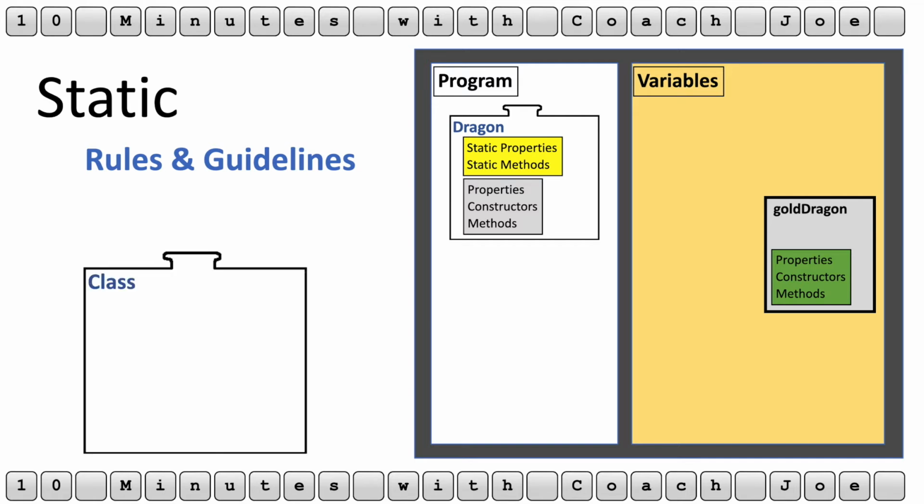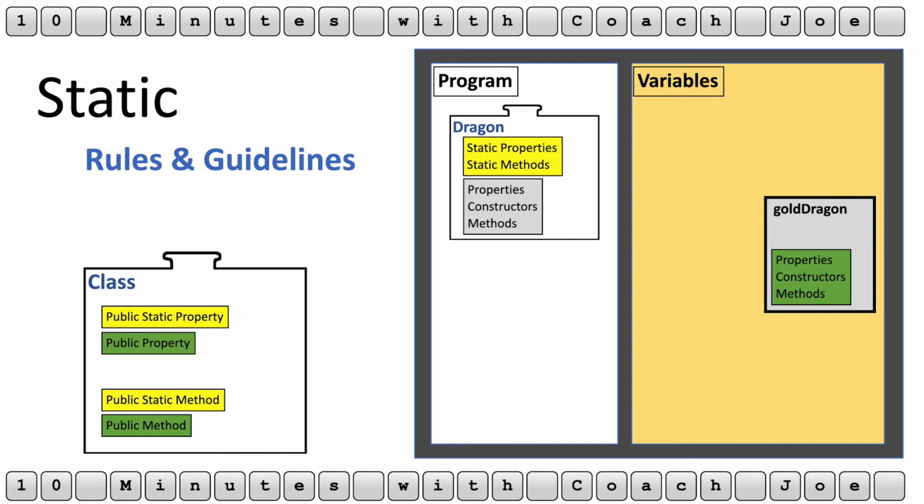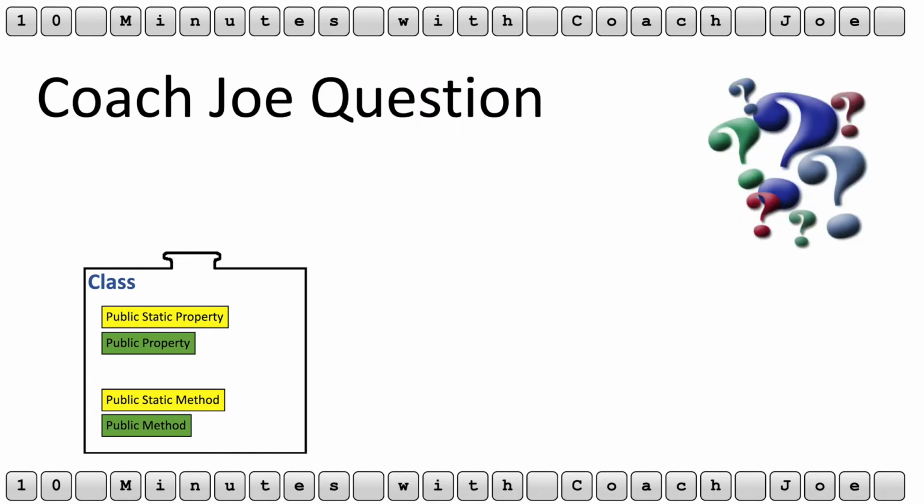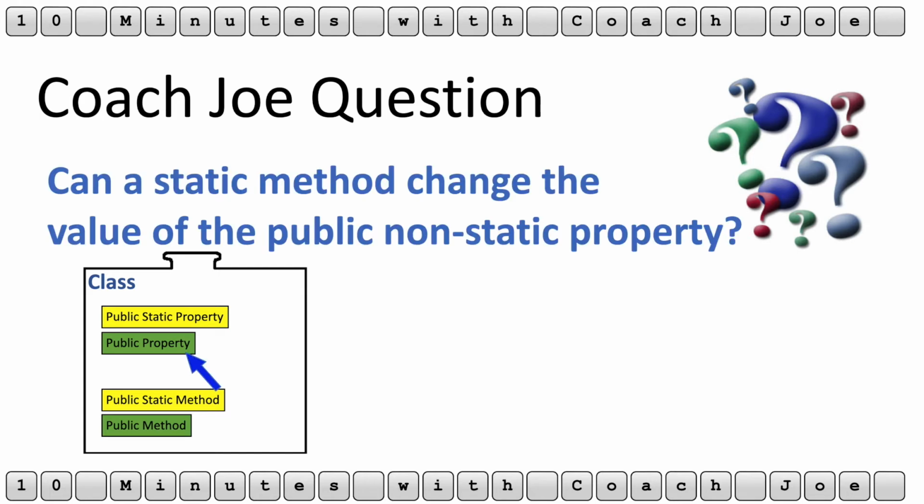Imagine there is a single class. This class has two public properties, one static and one non-static, or an instance property. There are two public methods, one static and one non-static, or an instance method. Time for a Coach Joe challenge question. Can a static method change the value of a public non-static property?